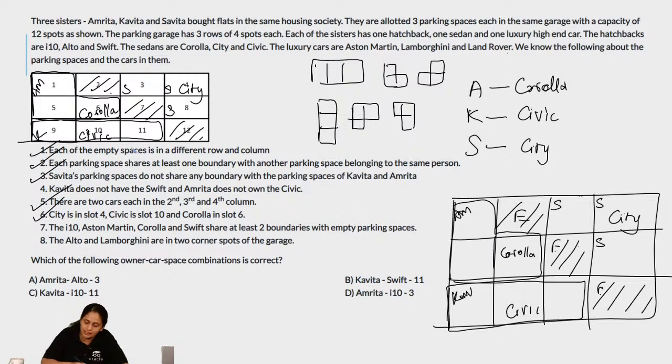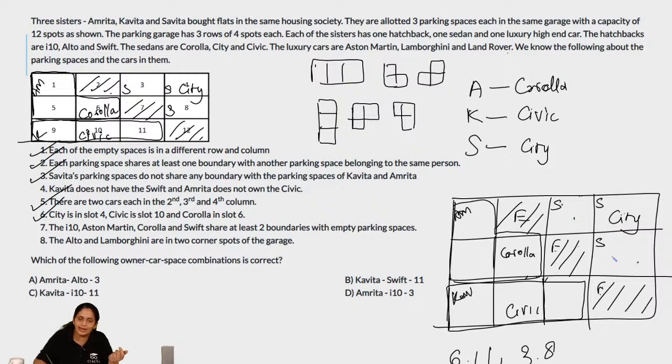It is this one which is 6, this one which is 11, and 3 and 8. So 6, 11, 3 and 8 share 2 boundaries with empty cells. Everybody else will share one boundary or no boundary with an empty parking space. Corolla is already there. So of these, 3, 8 and 11 have to be Aston Martin, i10 and Swift. Kavita has to have one hatchback, Savita has to have one hatchback, and Savita has to have one luxury car at least.